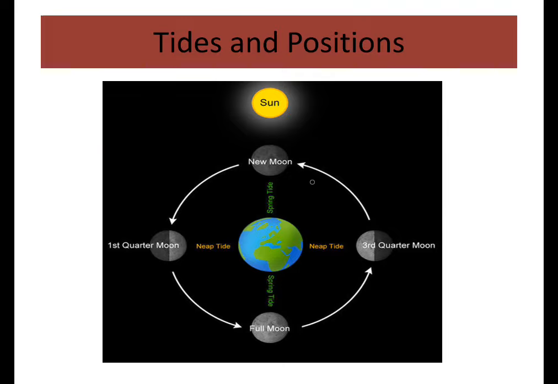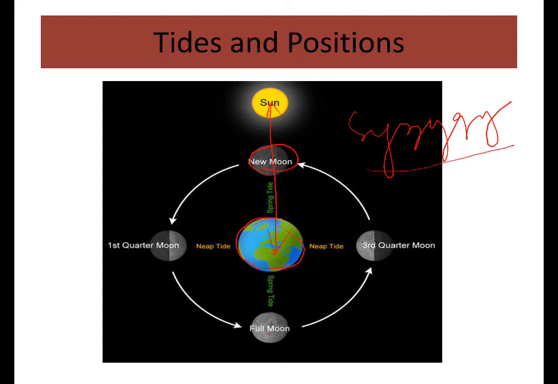Tides and positions. Here we can see the sun, the new moon, and the earth. These three celestial objects are in the same line. This is called syzygy. On full moon day also, the sun, earth and moon are in the same line, so that is also called syzygy. Whereas in other periods, such as the first quarter or third quarter, these objects are perpendicular to each other, at a right angle.